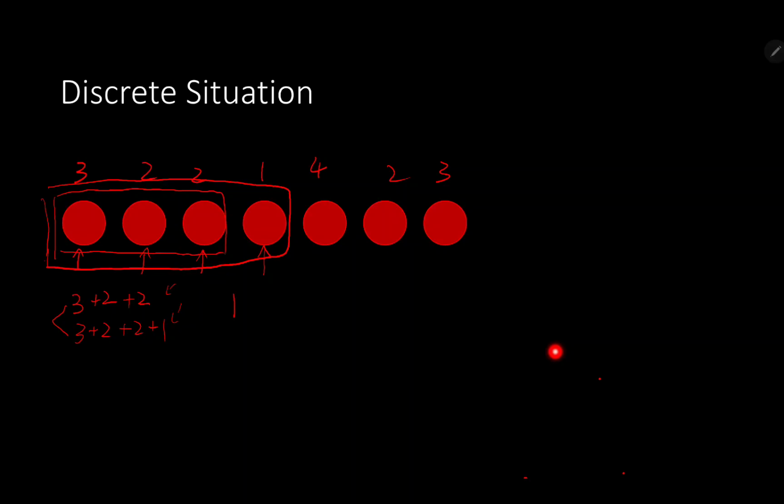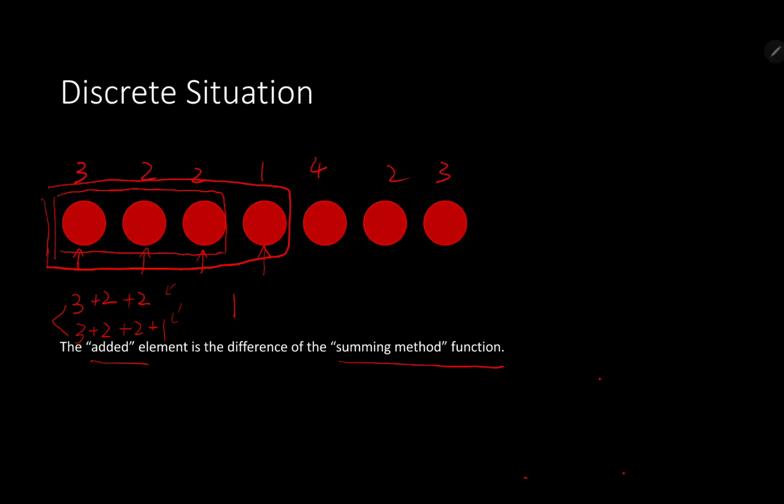I think this is a little bit interesting because what we get here is something like this: the added element is the difference of the summing function. Let's call it f. Here, the summing function is the sum over the first couple of apples, and the difference is delta f, which is the element that we added most recently, the fourth apple in this situation. So let's see whether we can use this kind of thought.